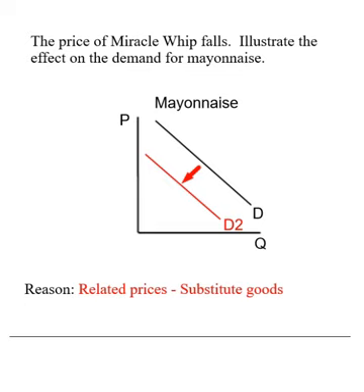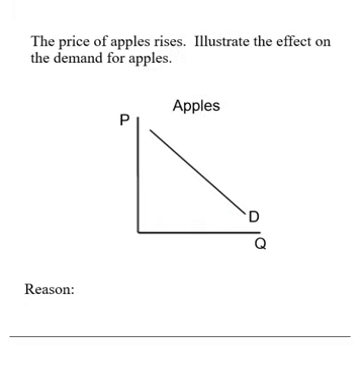All right, go ahead and pause this one if you need more time. I'm going to go on to the next one. Here we have the price of apples rises. Illustrate the effect on the demand for apples. So here we have price, quantity, demand for apples. What do you think is happening? Demand increase, decrease, or move along the curve?